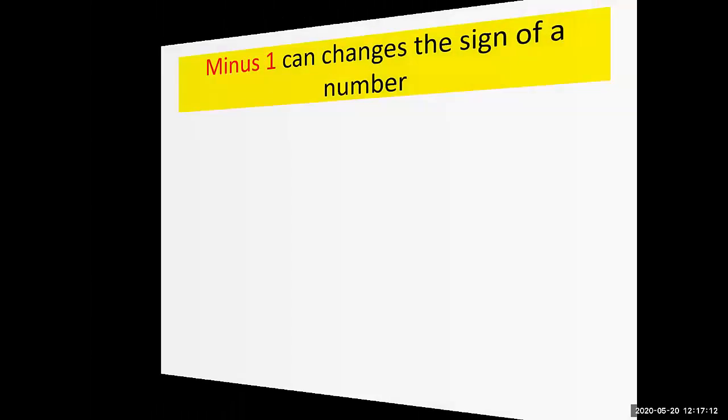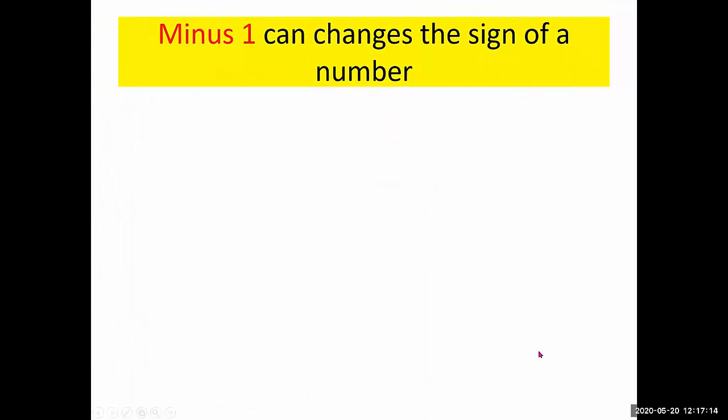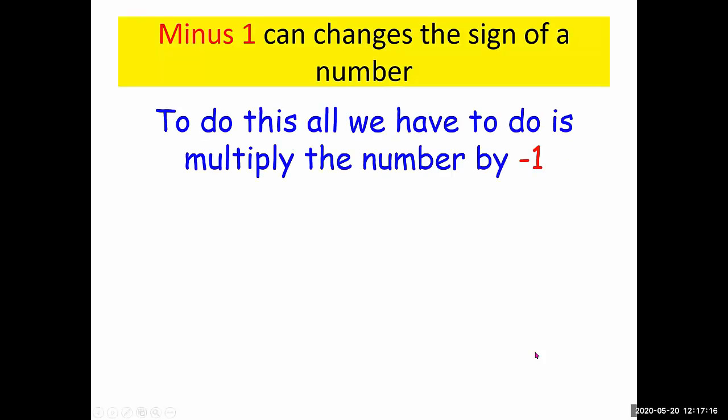Okay, let me move on. Minus 1 can change the sign of a number. Why do I mean that? Well, to do this, all we have to do is multiply a number by minus 1 and we'll change its sign. Let's take 5 times minus 1. 5 is a positive, yes? Times it by minus 1, you end up with a negative 5. What I've done is I've kept the negative because I've got one positive in front of the 5. We don't write that down usually. I've got the negative in front of the 1.